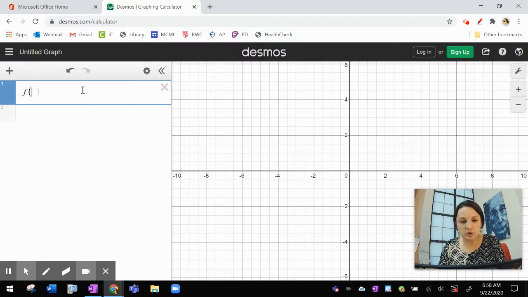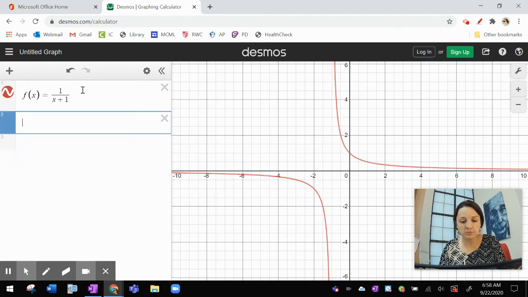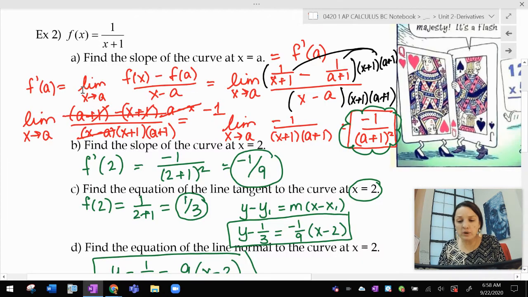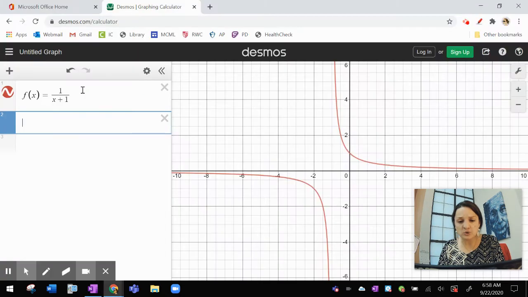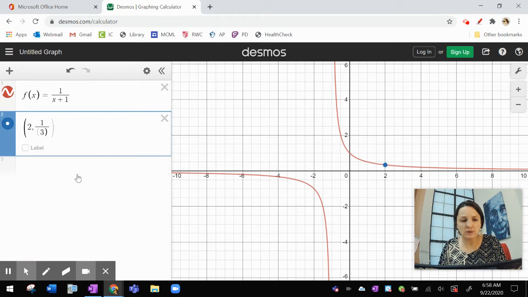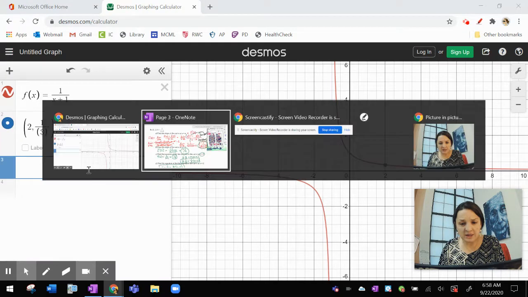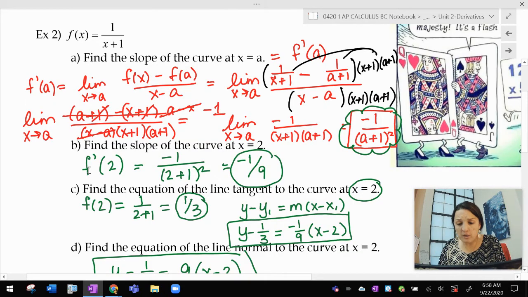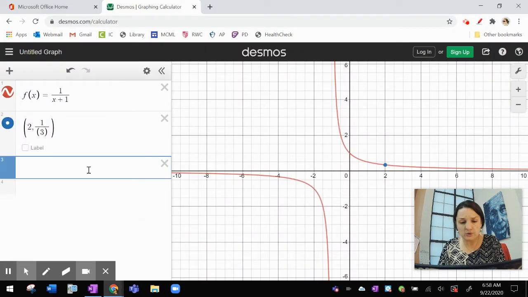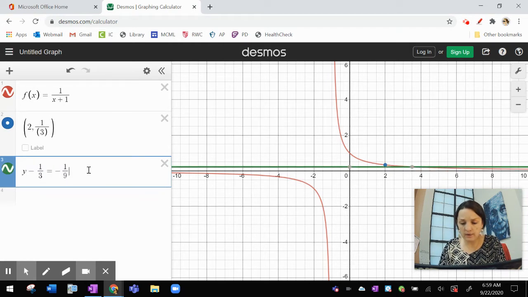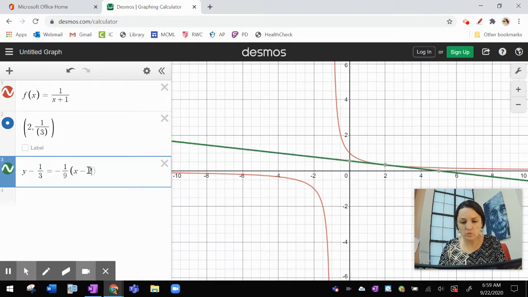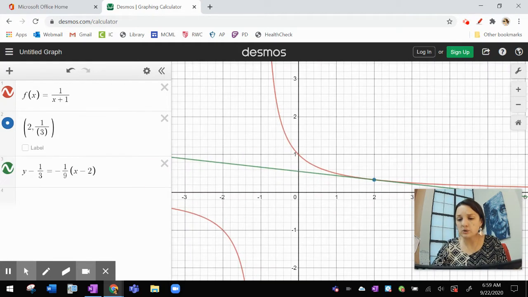My original function, f of x, was 1 over x plus 1, not 2, 1 over x plus 1. Let's see, my point of tangency that I was looking at was 2, 1/3. So there's my point of tangency. I gave it extra parentheses for no apparent reason. And the equation of the tangent line was y minus 1/3 equals negative 1/9 times x minus 2. Hey, that looks pretty tangent to me.